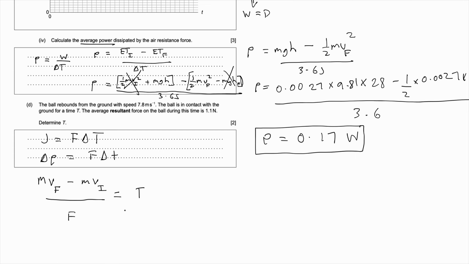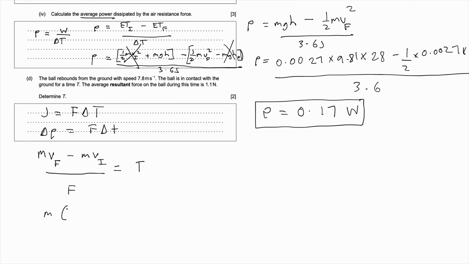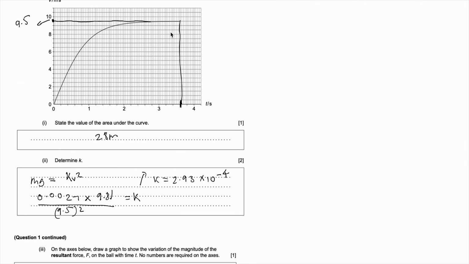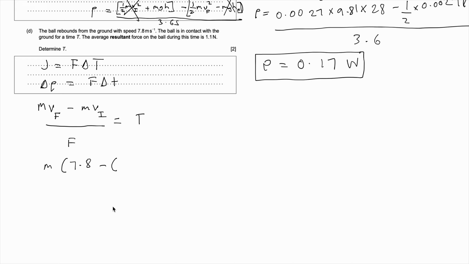And so let's solve this. We can factor out mass and we can say the final velocity is 7.8 meters per second, that's the rebound speed, minus the speed at which it hits the ground, which we know is 9.5 meters per second. But we know that they're in opposite directions, right? 7.8 is in the upward direction, 9.5 is in the downward direction. So it'll be 7.8 minus minus 9.5, all over the force, and the force was given as 1.1 newtons, and that's equal to time. So we know the mass, so we can basically solve for time.